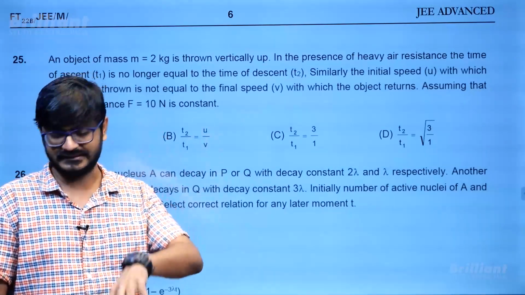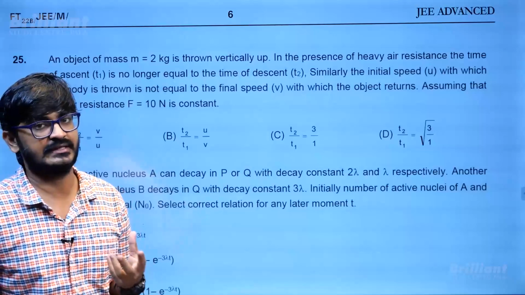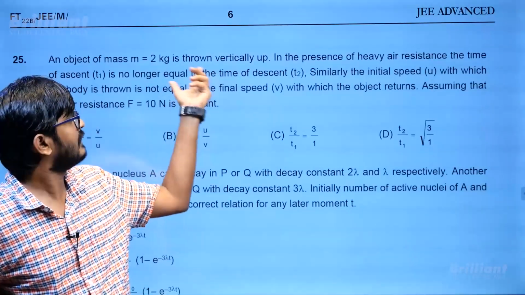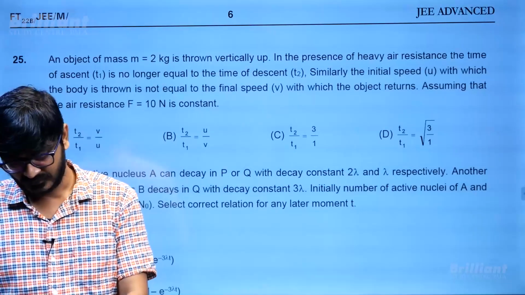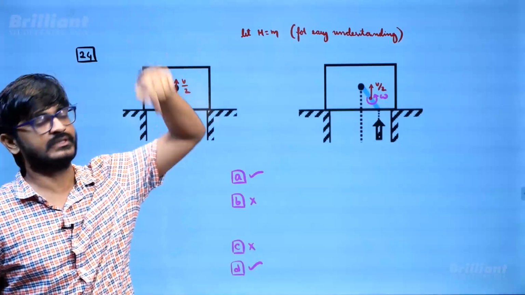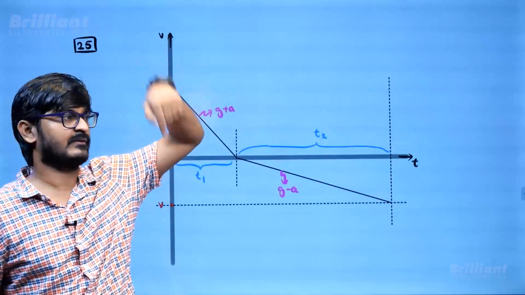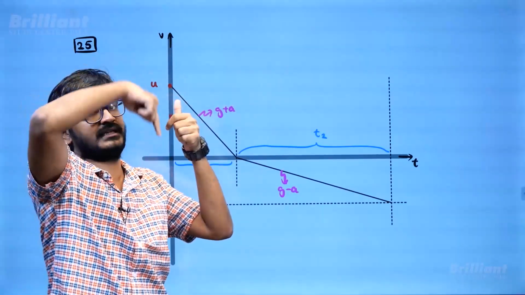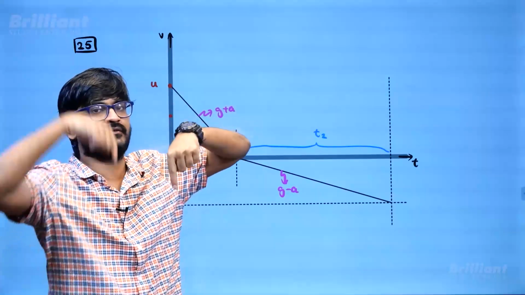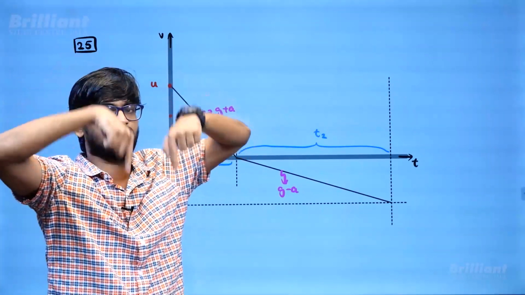So if air resistance is there, what is the acceleration because of air resistance? Force is 10, mass is 2, so the acceleration because of air resistance is going to be 5. Now while going up, what will happen? Acceleration due to gravity will be there, and since the speed is in the upward direction, air resistance will try to push it in the downward direction. So both are in the same direction.